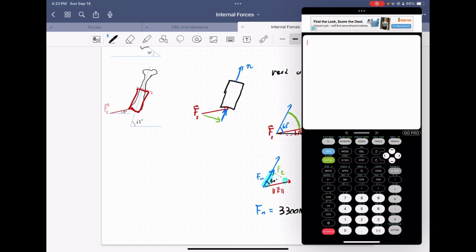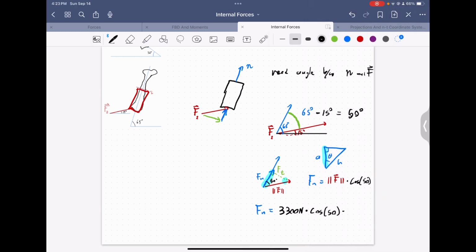And putting that into the calculator, 3,300 times cos 50 gives us 2,121.2 newtons. And that is in the normal direction. So I guess this is the magnitude of the normal direction, right?